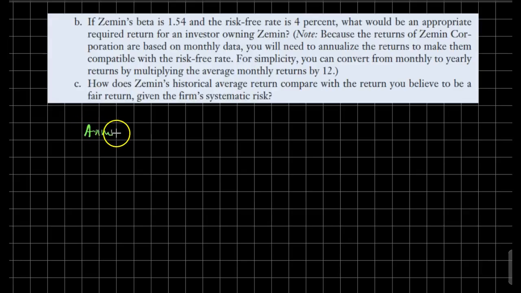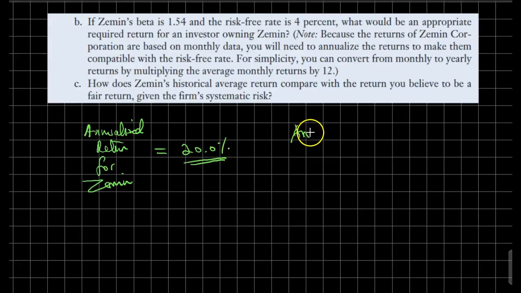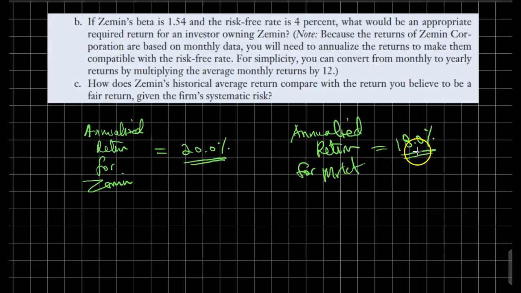The annualized return for Zemin, I believe we found out, was 20% versus the annualized return for the market, which is 18%. Now let's go to the second part of the problem.